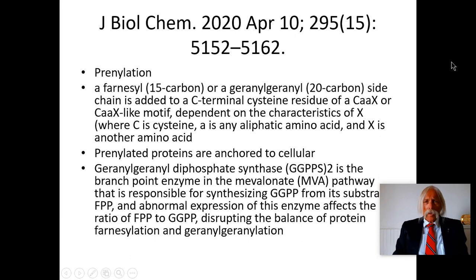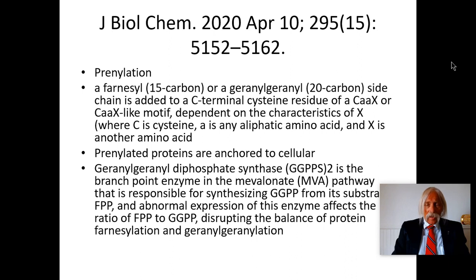This paper came out in the Journal of Biological Chemistry just a few months ago, and you can see the citation here. What it's talking about is prenylation. This is a specific kind of covalent modification of proteins post-translationally. So you can get a farnesyl group, which is 15 carbon, or a geranylgeranyl group, which is 20 carbon, prenyl lipid, and that's going to be added to a C-terminal cysteine residue of a CAAX or CAAX-like motif, depending on the characteristics of the X, where X is, of course, any other amino acid.